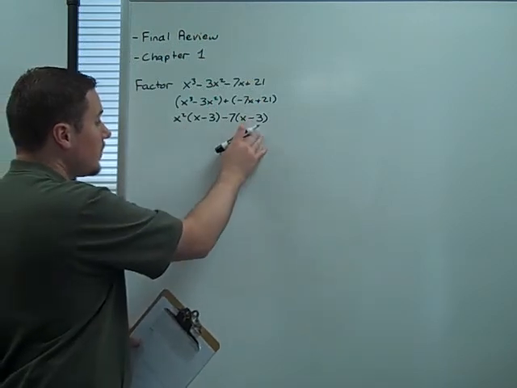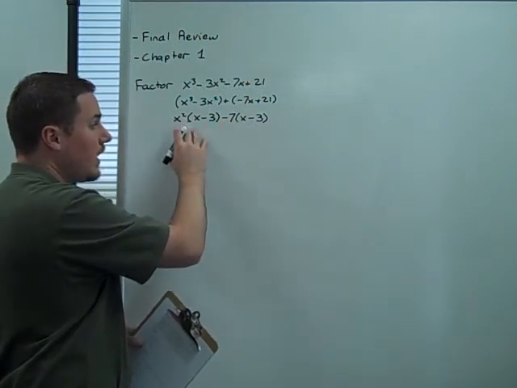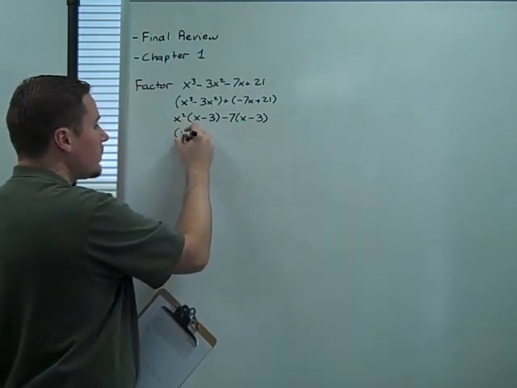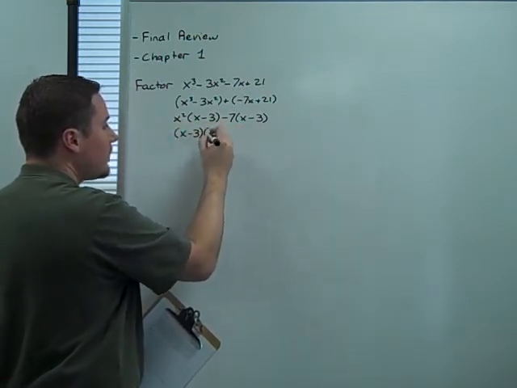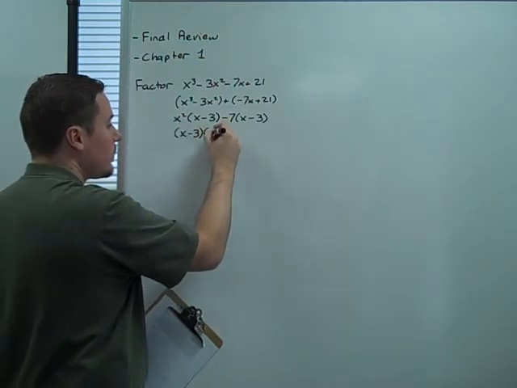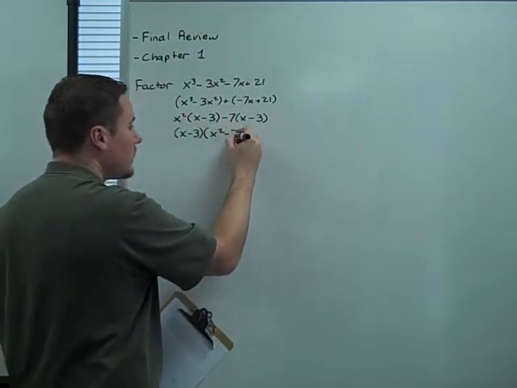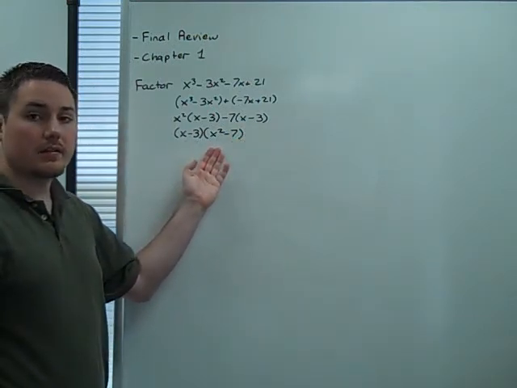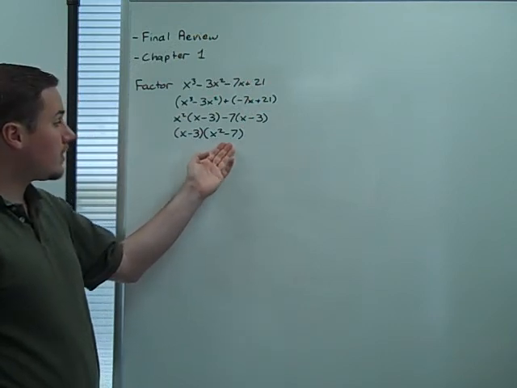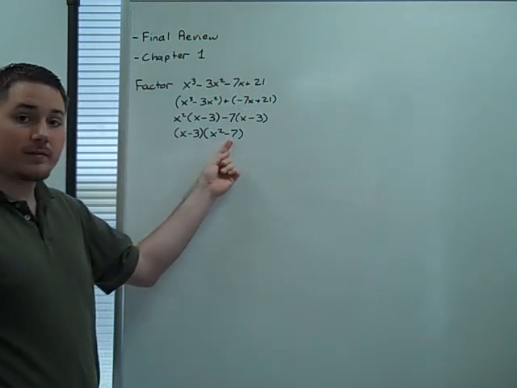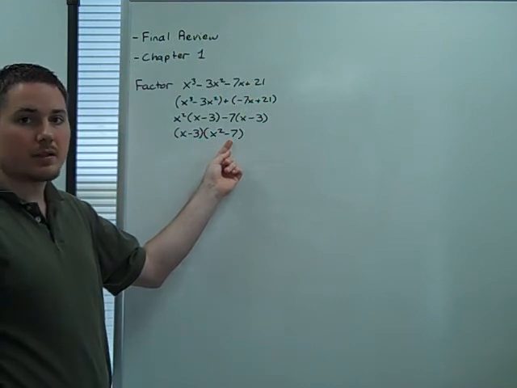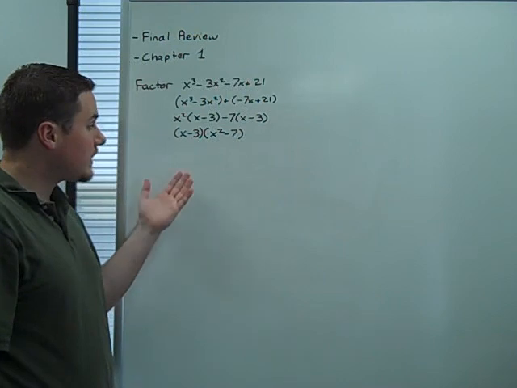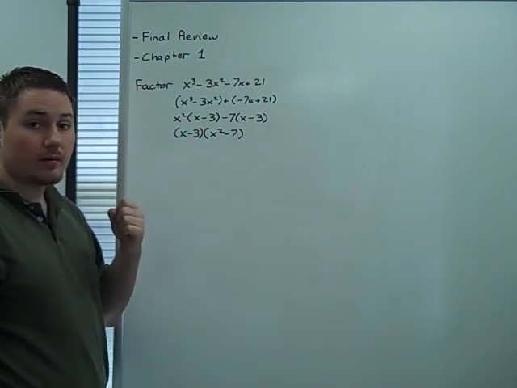Since both of these terms, now that we have two terms, have the same factor, x minus 3, we can pull that factor out. So we have x minus 3 times whatever is left over, which is x squared minus 7. Now, x squared minus 7 is prime because there is no perfect square. If this were a 4 or a 9 or a 1 or something along those lines, we could factor it further into a difference of squares, but that's not the case. So we are done with this factorization.